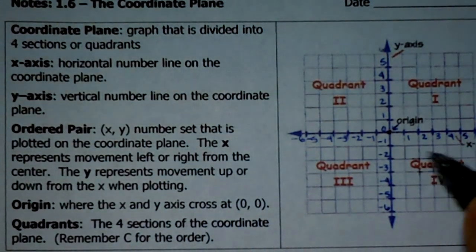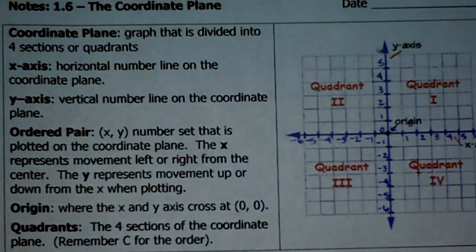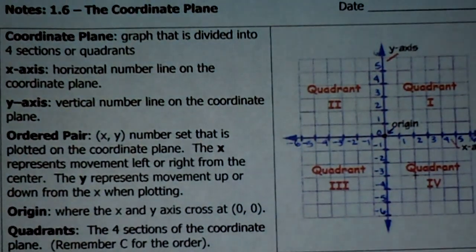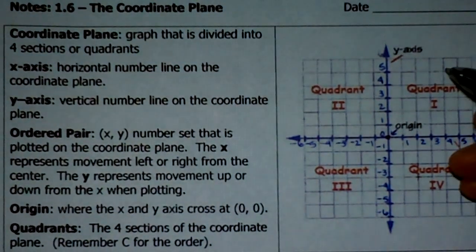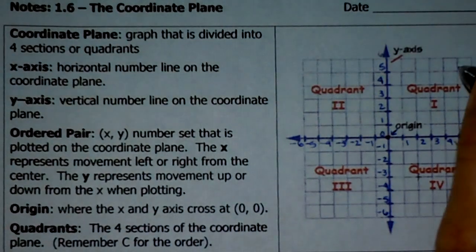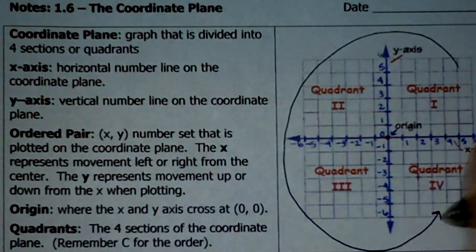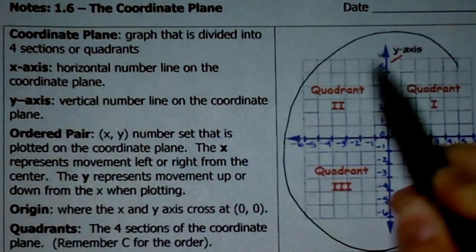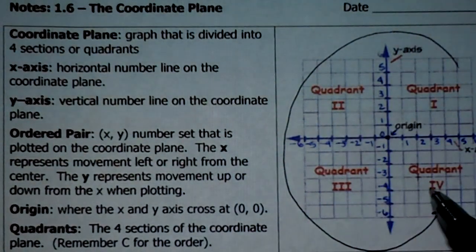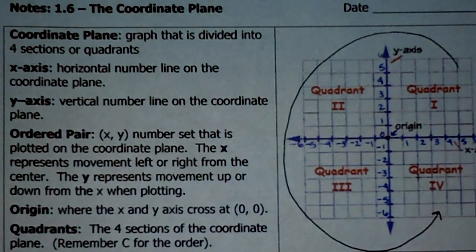The way I remember it, because you will need to know which quadrant is which, is just using the letter C. If you were to draw the letter C, you would start here and work your way around, right? That's how you make a C. So where you start is 1, and as you move, there's 2, there's 3, there's 4. So just remember C for the order, and C is what coordinate plane starts with, so that should be a nice connection for you.